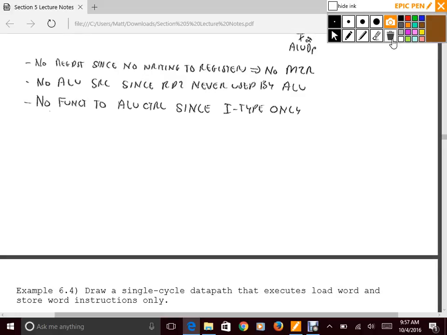What type of instruction is a load word? I-type. What type of instruction is store word? I-type. Okay, so we're going to go through each of these. So 25 to 21, I'm going to need that in either one of those instructions, right?